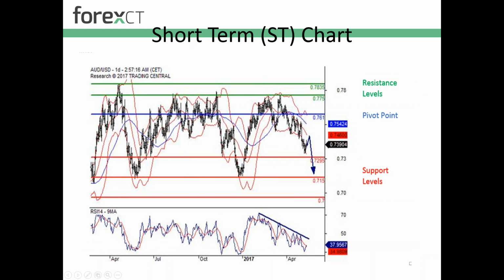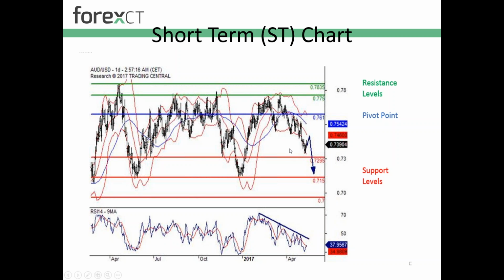And if you have a look here, you can see this is a short-term chart. How you can tell that it's a short-term chart is that the period shown is 1 day, and the movement of the chart is tracked over the last year. What these sorts of charts do is they do an analysis of where the market is likely to move over the next couple of days.